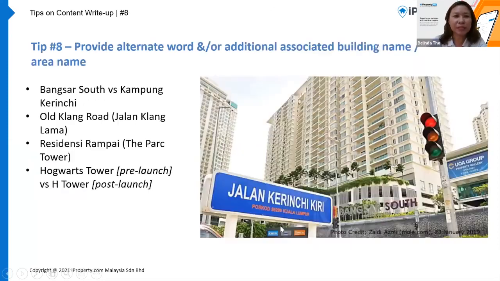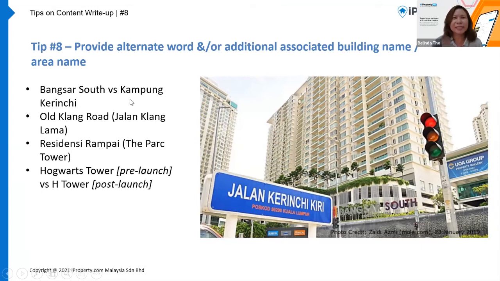And then coming to tip number 8. Tip number 8 is to provide alternate words or additional or associated building names or area names. For example, Bangsa South versus Kampung Kerinci. In the old days it was known as Kampung Kerinci, but it sounds very down. So when a new developer came into this place, they changed the name to Bangsa South. The younger generation is more familiar with the name Bangsa South, but the elder generation may be more familiar with the name Kampung Kerinci.